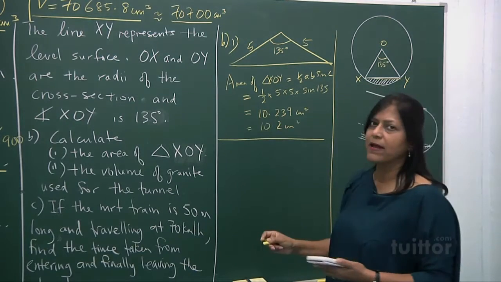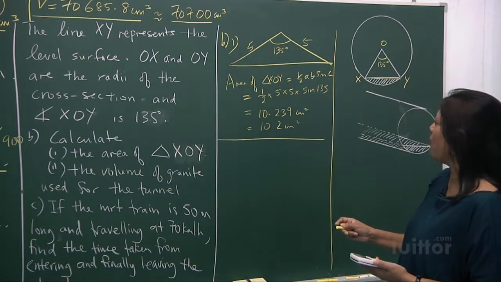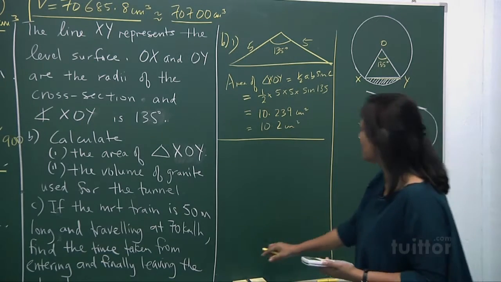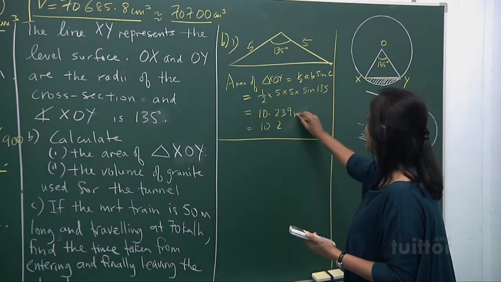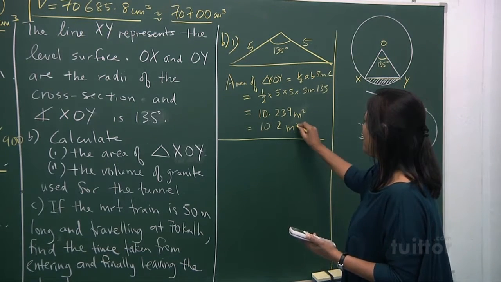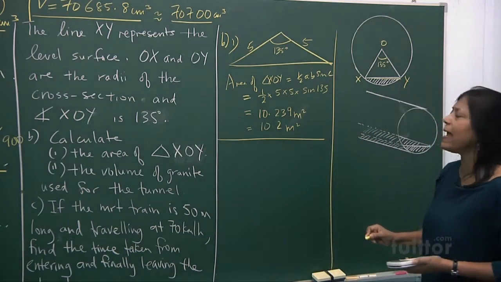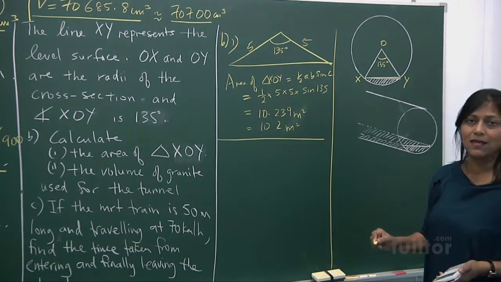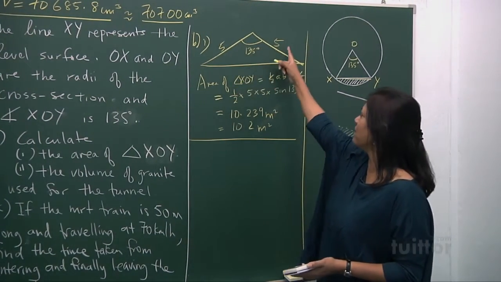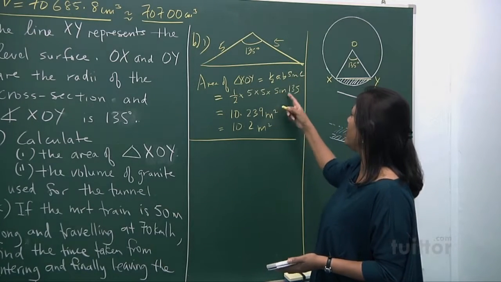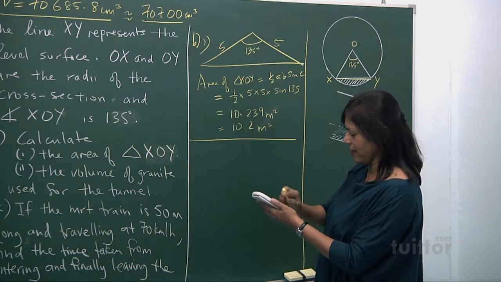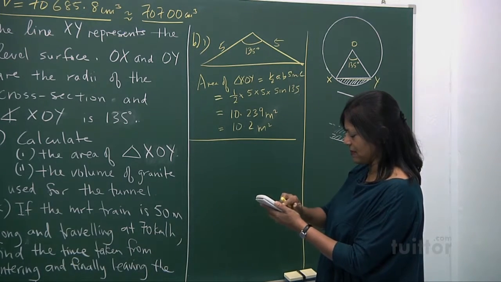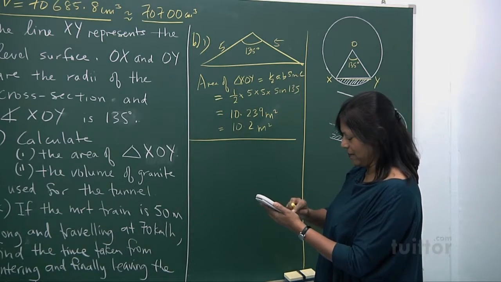That's the area of triangle XOY. I'm sorry, this should be meter squared, not cm squared. So this is in meters squared, the area of the triangle. Half AB sine C. Half 5 times 5 sine 135, and that would give you 25. Recheck again. You got 25 times sine 135. Work it out. Divide it by 2.